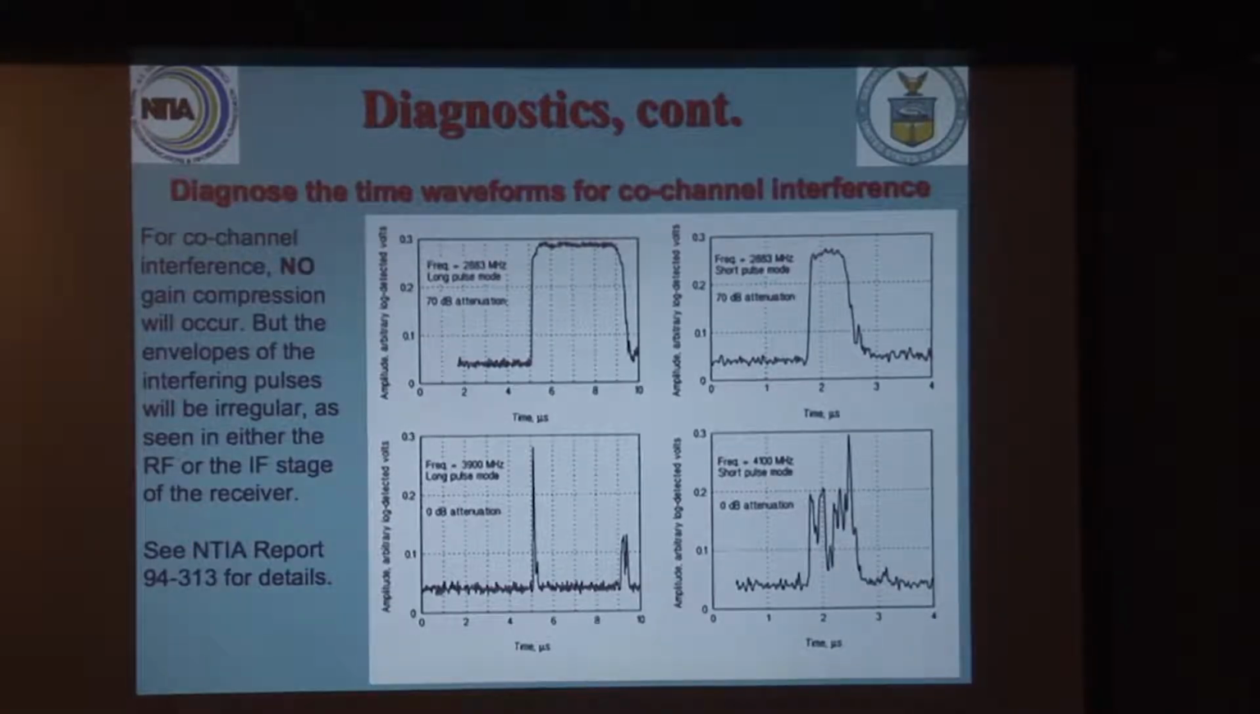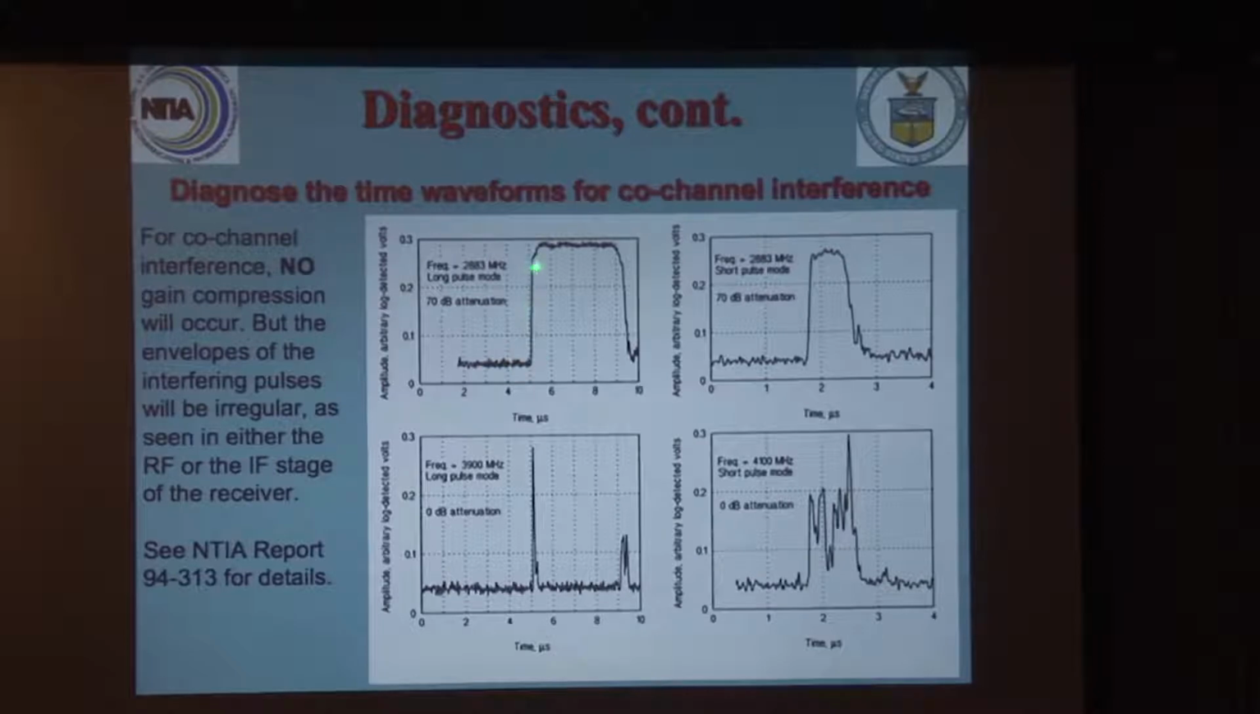Now, if, on the other hand, we're dealing with co-channel interference, where an unwanted emission, out-of-band or spurious, typically from a radar, is getting into a receiver on the receiver's desired frequency, then here's what we'll see. We won't, or first off, here's what we won't see.